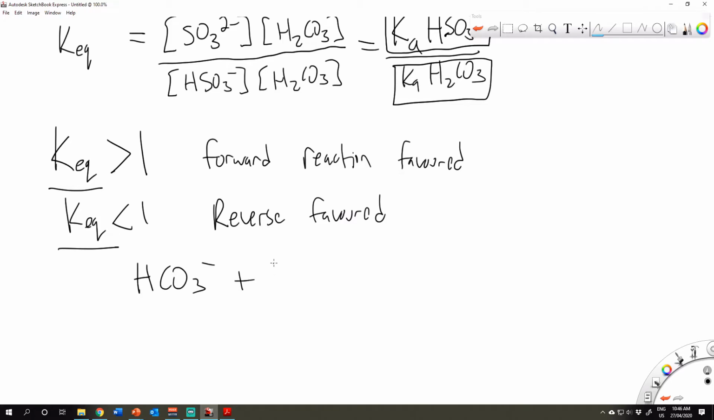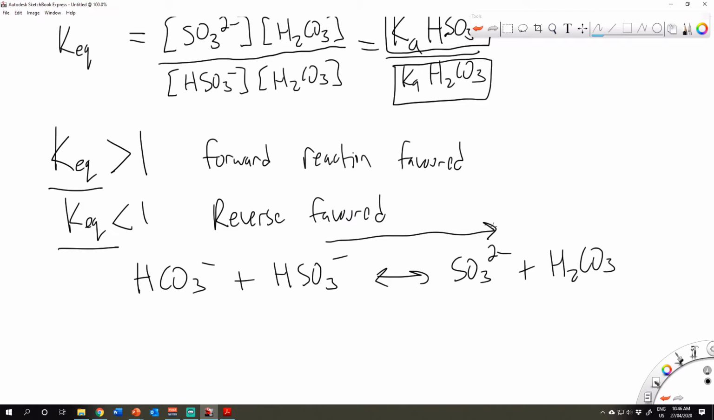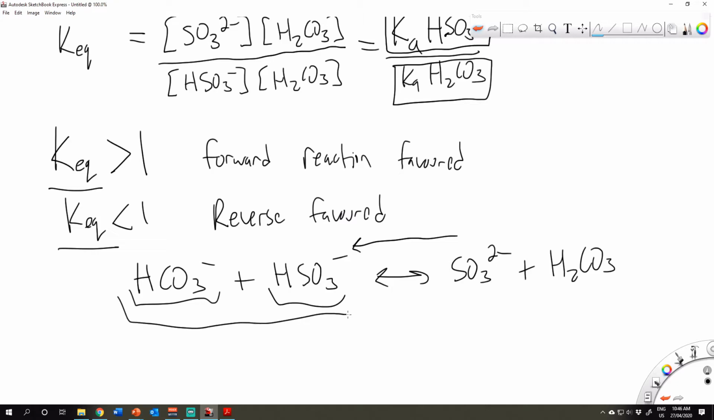HCO3- plus HSO3- will form an equilibrium with SO3 2- and H2CO3. So if my KEQ is greater than 1, that means my forward reaction will be favored. So the end result, after mixing this substance and this substance, will be more of this. That's if KEQ is greater than 1. If KEQ is less than 1, then the reverse reaction will be favored. So after mixing this and this, we will basically have more of this stuff than we have this stuff.